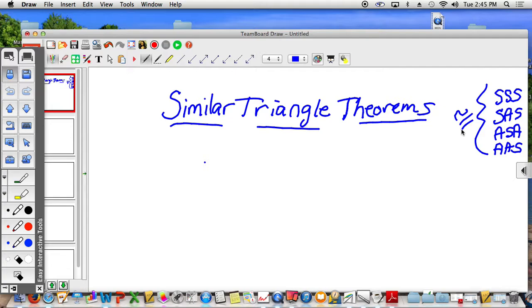But we're not talking about congruent triangles anymore. We're talking about similar triangles. Similar triangles have equal angles, but they have proportional sides. So all 4 of those theorems don't work to prove that triangles are similar. They only work for congruence. There are 3 that work for similar.